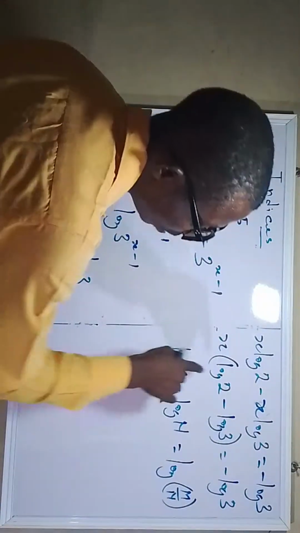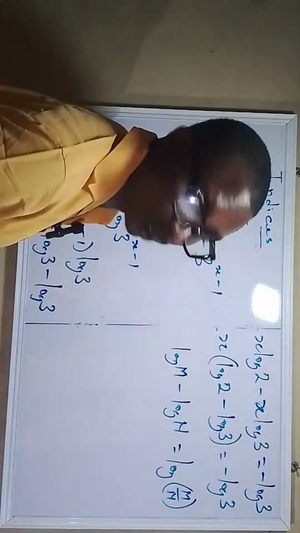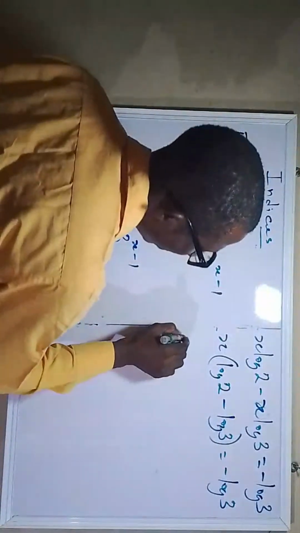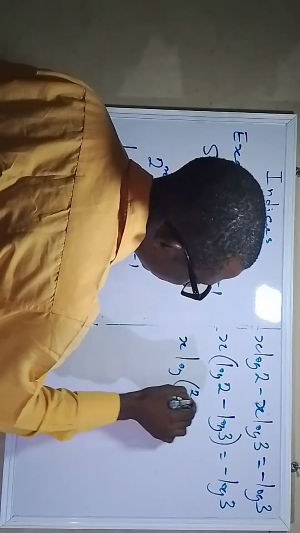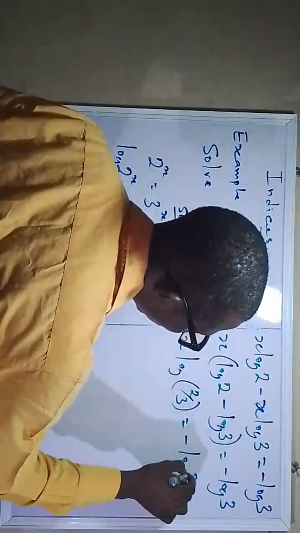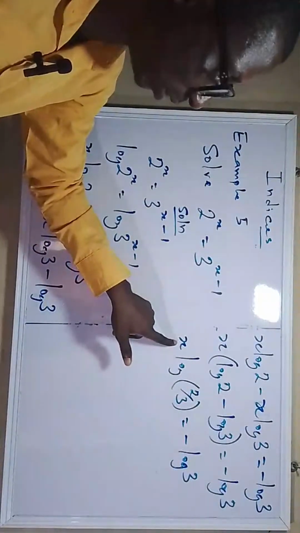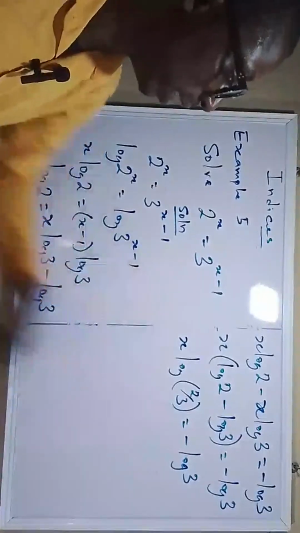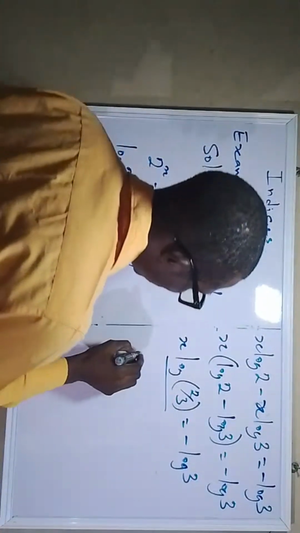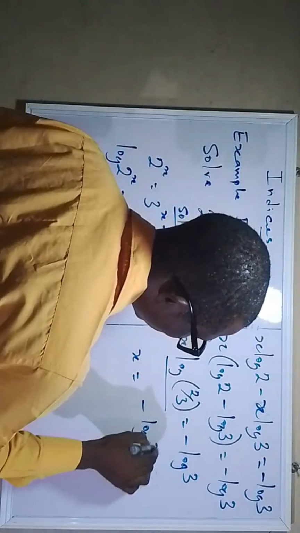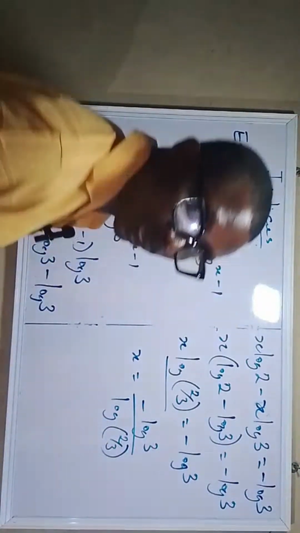Now let's do that. That means this one is going to turn to log 2 over 3. Is that clear? So now we have x log 2 over 3 equals to minus log of 3. Can you see that? We want to make x the subject of the formula, so we divide both sides by the coefficient of x. The coefficient of x here is log of 2 over 3. So we have x equals to minus log of 3 divided by log of 2 over 3. Can you see that?